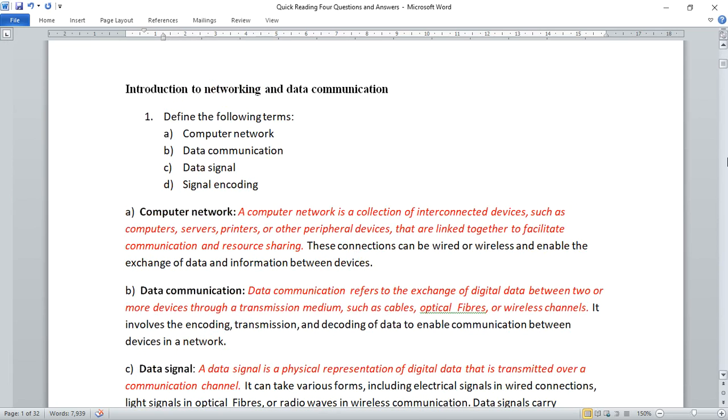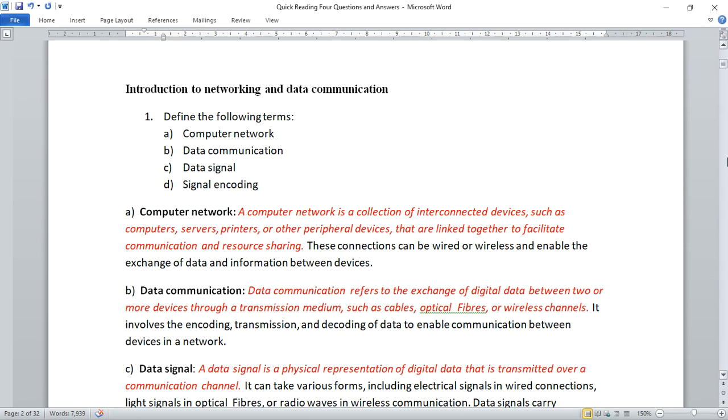So basically, the first question that we shall pose for ourselves is to define the main terms. We have computer network, data communication, data signal, and also signal encoding. When you talk about a computer network, somebody will ask you, what is a computer network? Basically, it is just an interconnection of devices, and these devices can be computers, servers, printers, or other peripheral devices. In Form 1, you looked at peripheral devices. They are devices that are attached to the system unit. Remember, the connection can be wired or wireless.